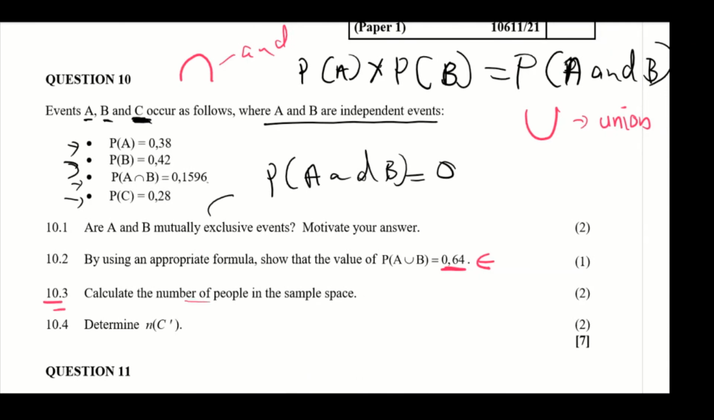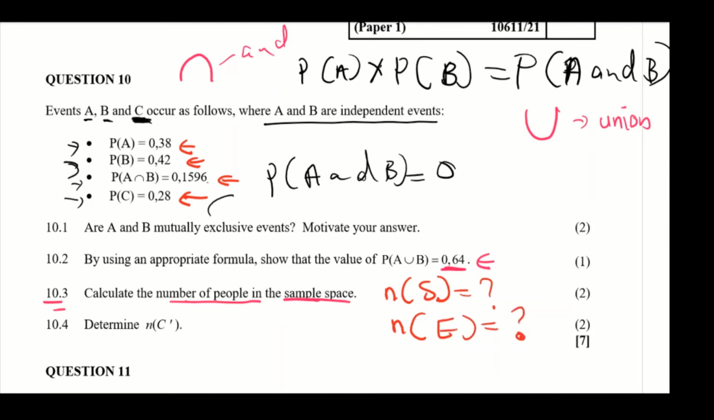10.3, calculate the number of people in the sample space. Now I want you to take a look at the information given. We are given the probability of A, the probability of B, the probability of A and B, and the probability of C. To find the sample space, which is N of S, we need to know the number of the sample. In this case, we're not given it. The question doesn't have N of the sample.